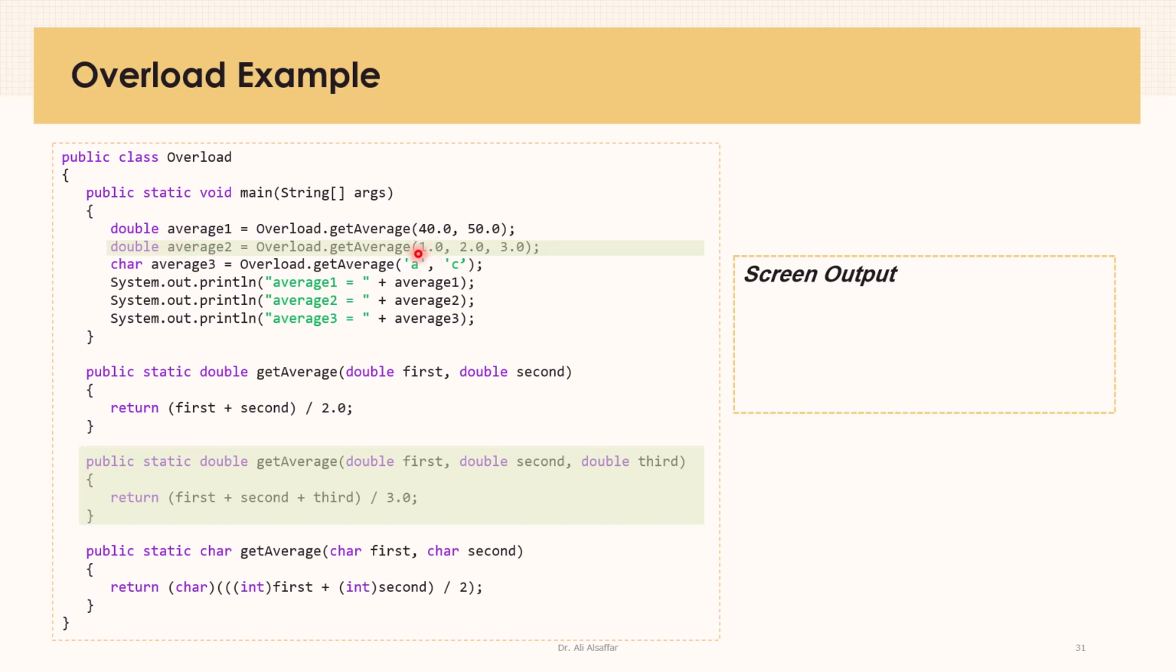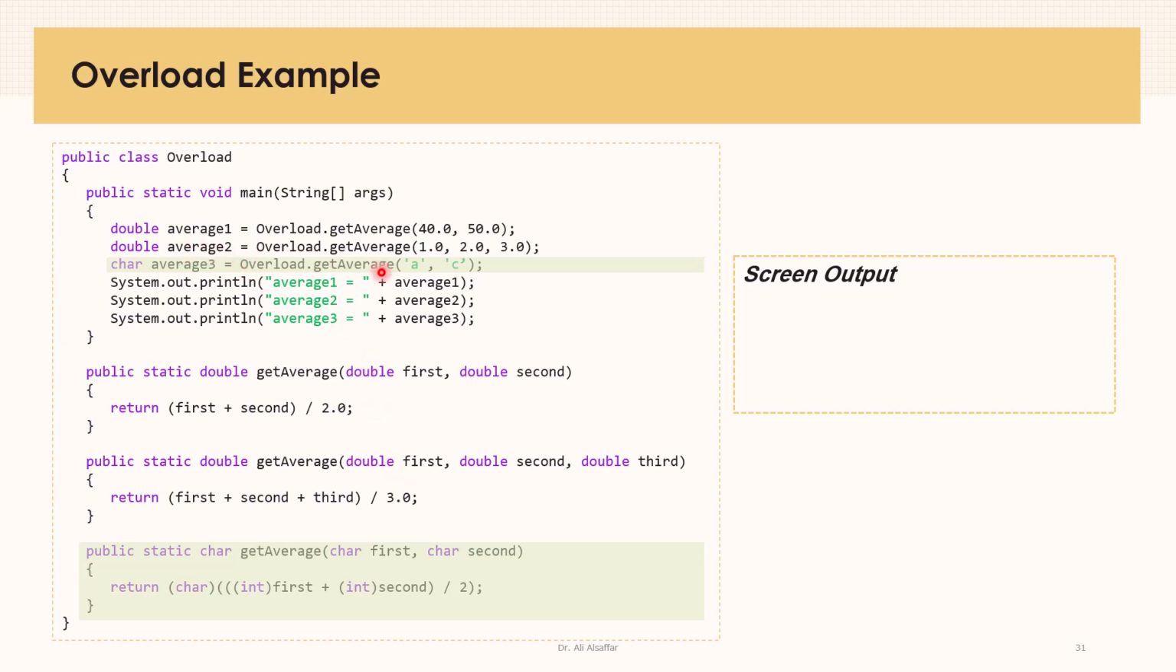For the next call, it is calling getAverage again, but this time with three double input parameters. When the compiler tries to find which method it should call, it will check the signature of each of these definitions, and it will find that this is the appropriate method. So it will supply 1, 2, 3 as input parameters, and the method will find the average and return it to the main program and save it into average2.